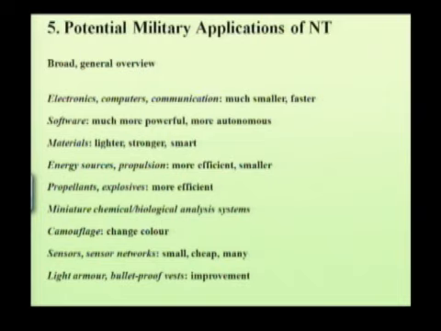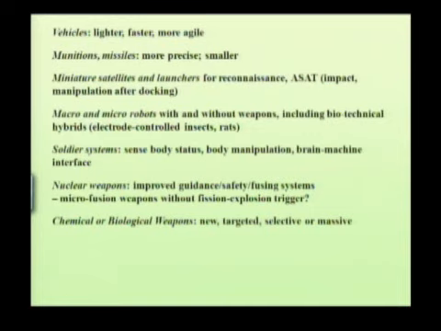Propellants and explosives will gain in efficiency. There will be miniature biological and chemical analysis systems. There will be camouflage, which changes color, adapting itself in real time to the background as it is being seen from the opponent. Sensors and sensor networks will become very small and very cheap so that they might be scattered around on the battlefield in the thousands or maybe hundreds of thousands. At least some improvement is to be expected in light armor and bulletproof vests. I'm not so sure about heavy armor. Vehicles will become lighter, faster, and more agile.